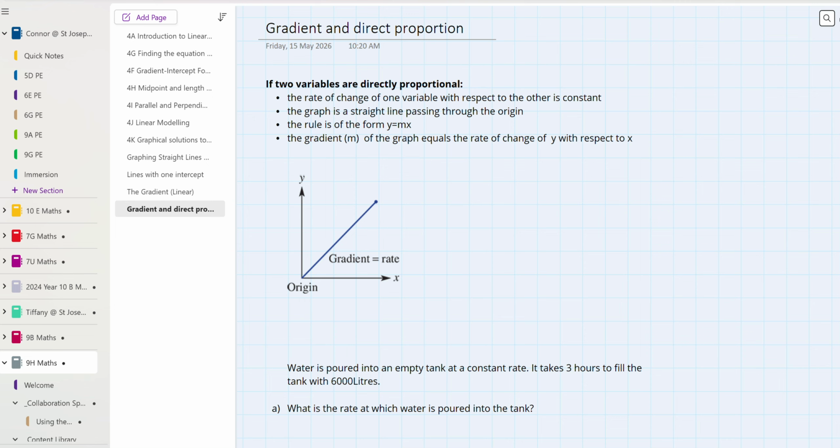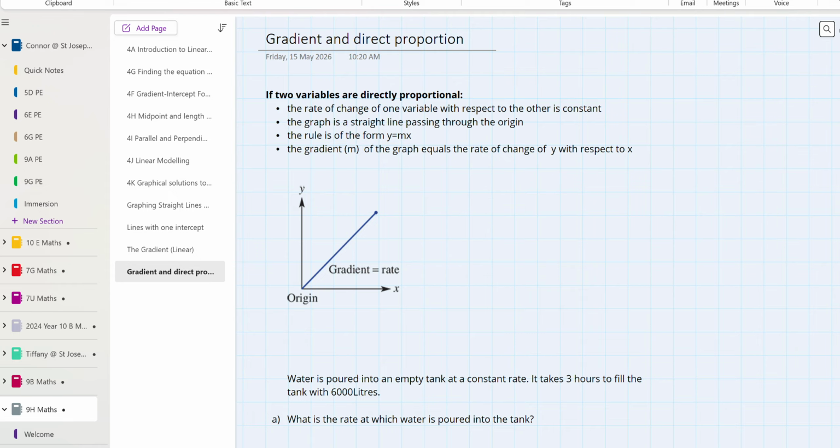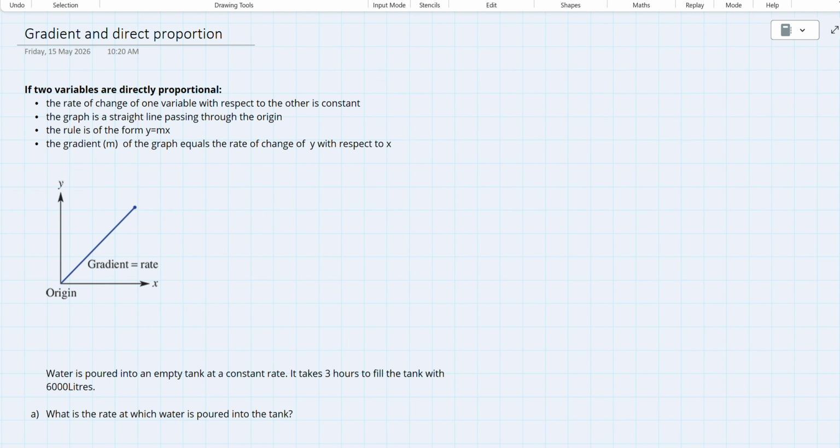In relation to linear lines, if two variables are directly proportional, that is, the rate of change of one variable with respect to the other is constant, which means as it increases on the y values, it'll also increase on the x values at the same rate. That's all that point means.